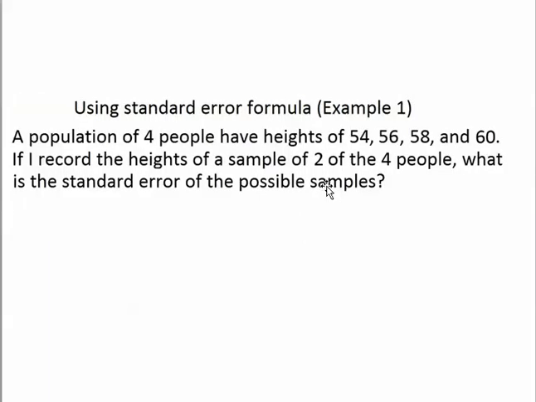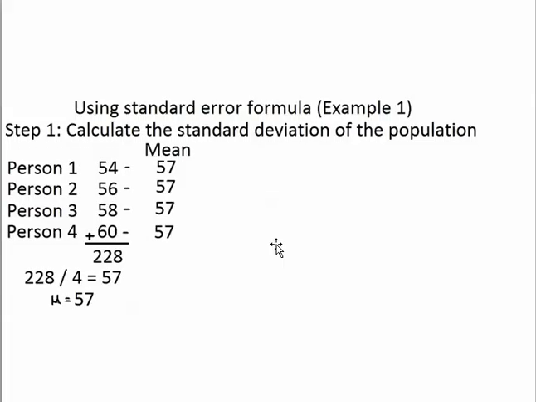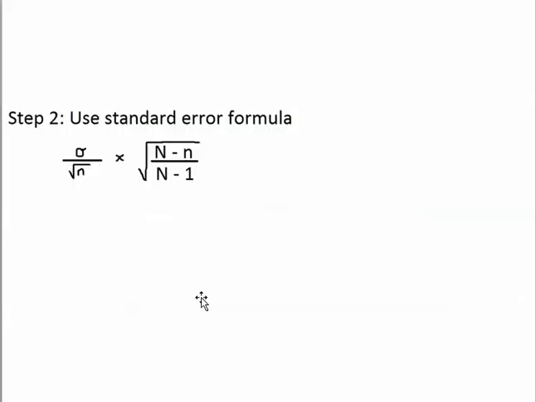So here we go. What if we have this population right here of 4 people, and I record the heights. I take a sample of 2, I record their heights, and I calculate the mean of my sample. I want to know what the standard error is of all of the possible samples of 2. Well, the population standard deviation would just be calculated this way, using this formula we talked about before, and it comes out to 2.24. Once we have the population standard deviation of 2.24, going through all these steps, what we can do is take that and plug it in here.